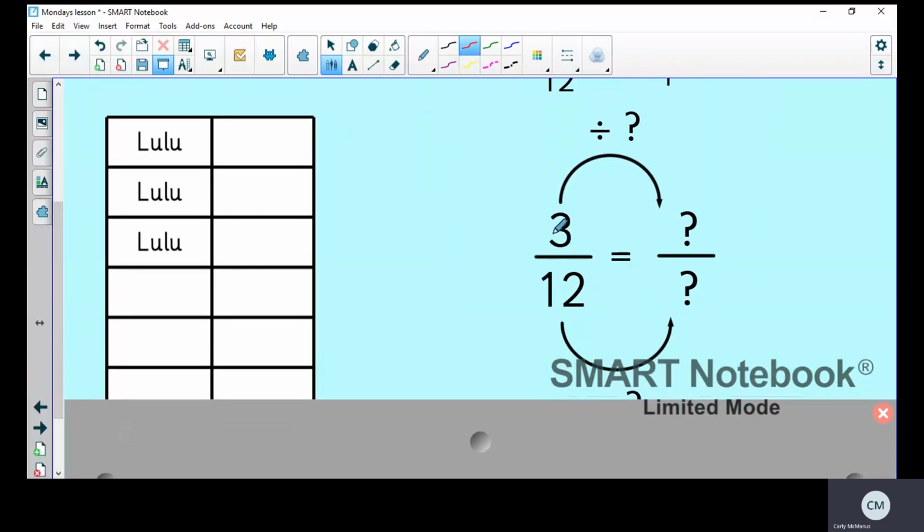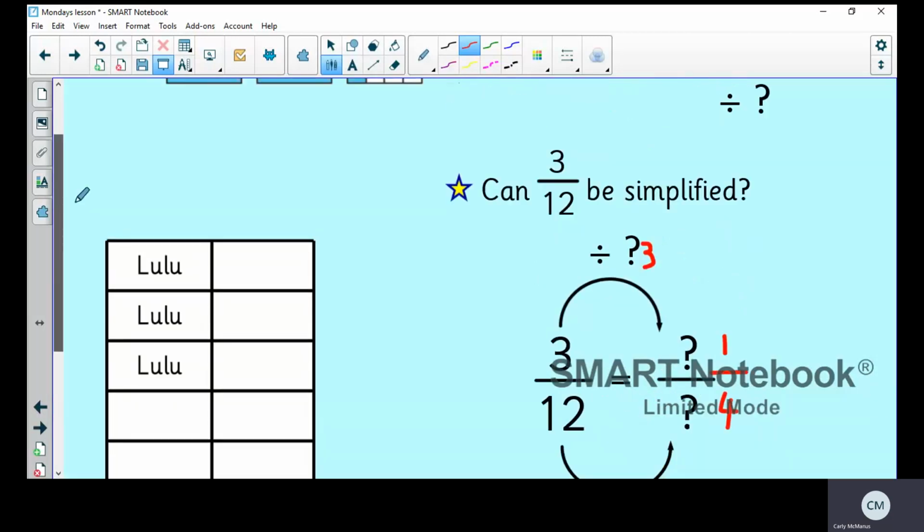So we're going to divide both of them by 3, because whatever you do to the top, you do to the bottom. So how many 3s fit into 3? Well, that's obviously 1. And then how many 3s fit into 12? So do your 3 times table. 3, 6, 9, 12. That is 4. So 3/12 simplified is 1/4. It's equivalent, it's just been simplified into the smallest possible fraction.